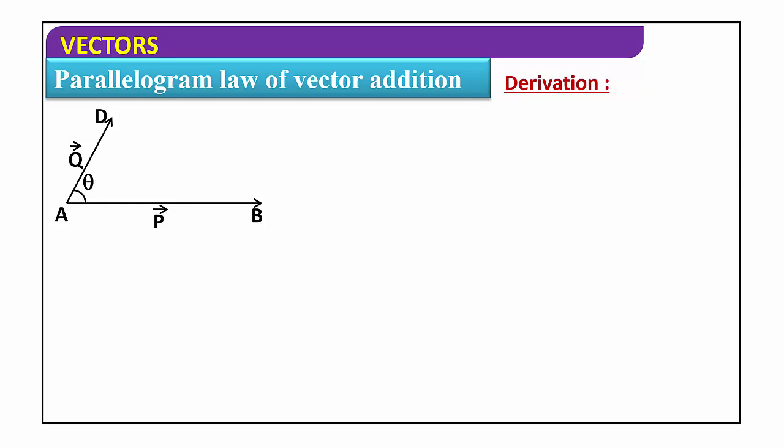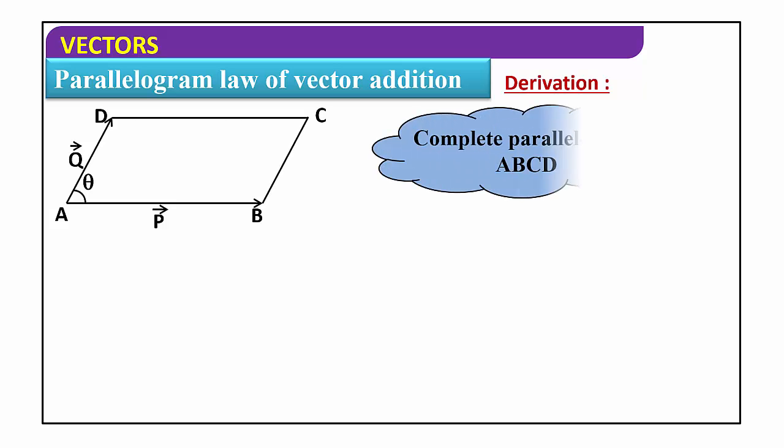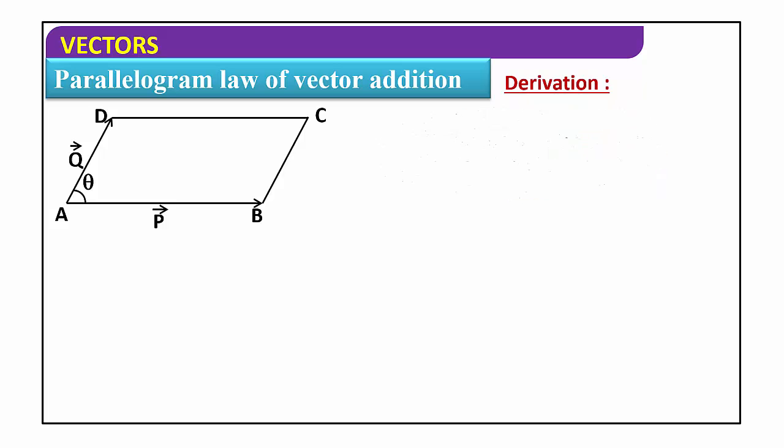So now we can consider vector AB equal to vector P and vector AD equal to vector Q. AB gives magnitude and the arrow mark indicates direction. Similarly A to D gives magnitude and the arrow mark indicates direction. Now we can take a parallelogram, complete parallelogram ABCD. We draw B to C and C to D to make a complete parallelogram. But originally there are only two vectors, vector P and vector Q.